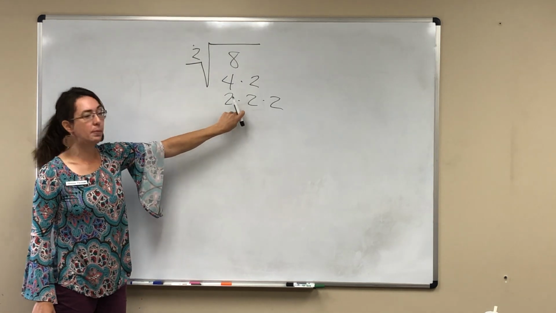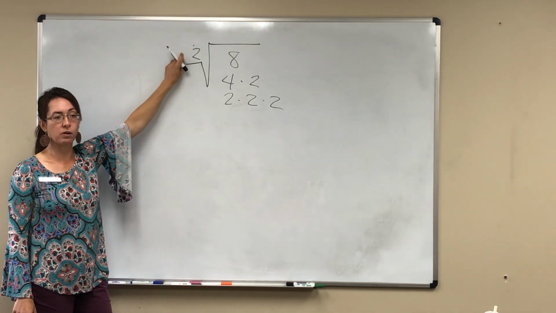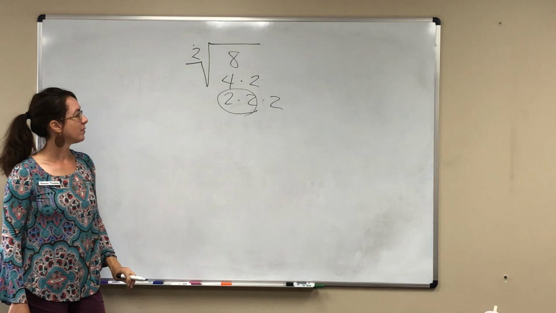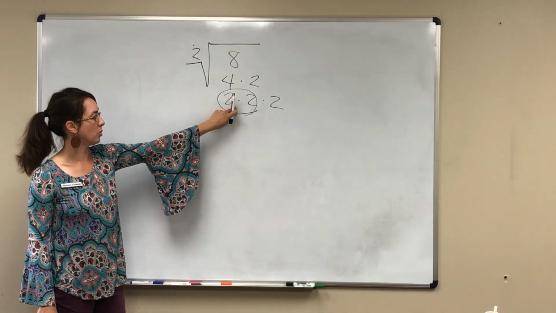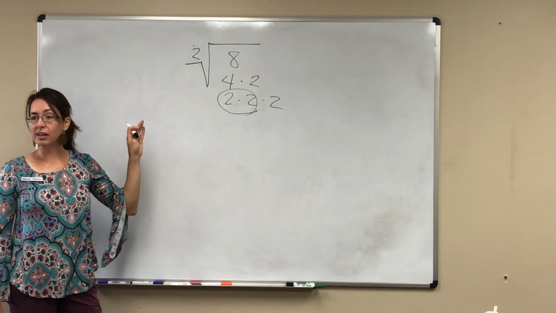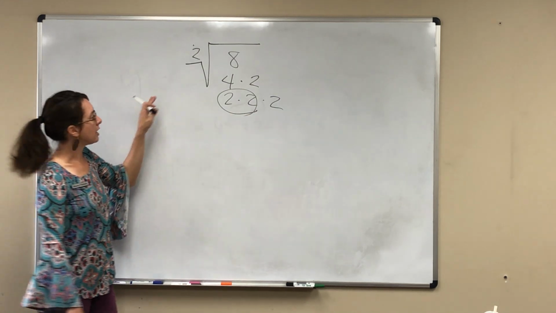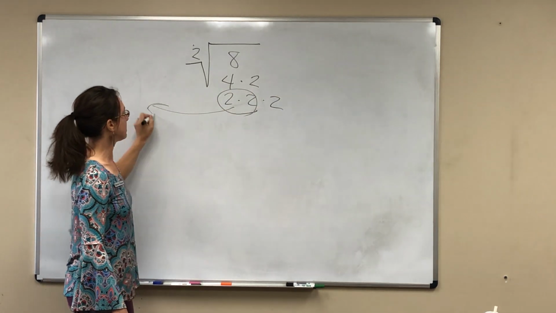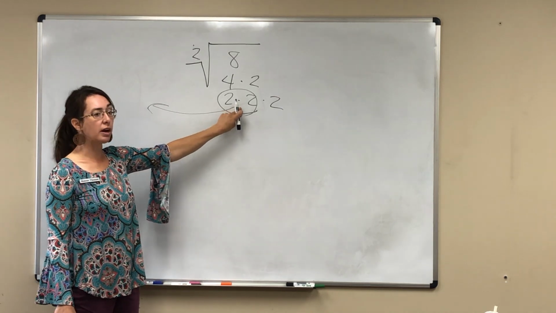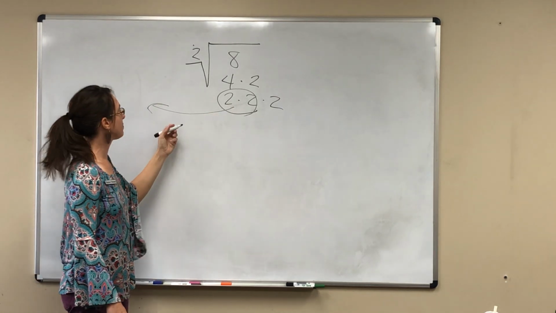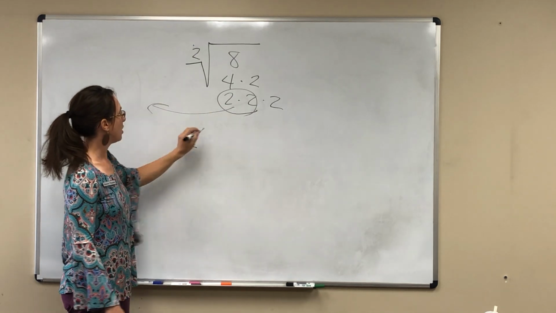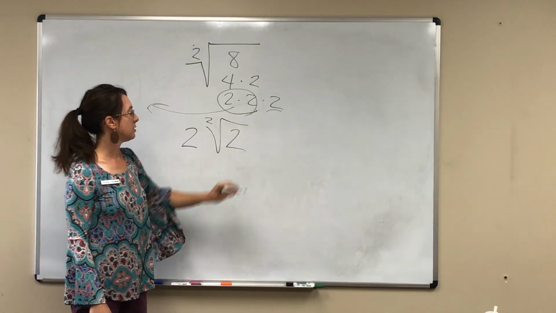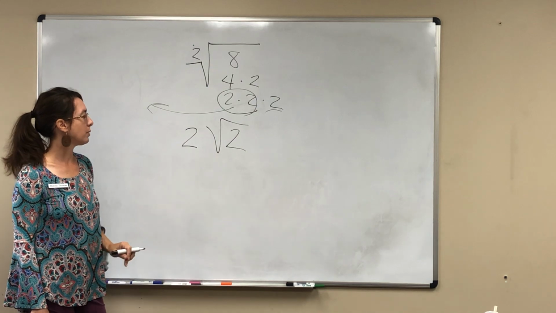My index tells me how many of the same number, so I have to have groups of 2. Here's a group of 2. When I have a group of 2, it's allowed to escape. So you can kind of think of it like an escape room or getting out. Here's a group of 2. It gets to go to the outside. It doesn't escape as a 4. It escapes as the actual number, right? So we have 2 on the outside. And what got left? The lonely one. Square root of 2. So 2 square root of 2.